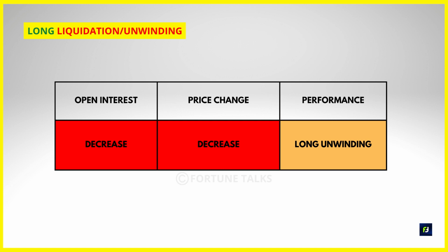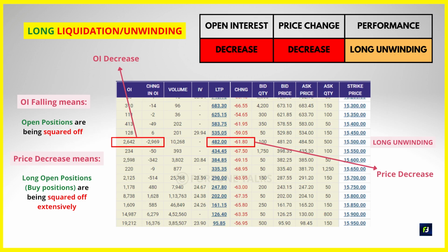In the second case, the price is falling and the open interest is falling. It means that the fall in price is due to long liquidation. It is also called long unwinding. Now notice why the open interest is falling. The reason why the open interest is falling is that the positions are being squared off and the number of open contracts in the market is reducing.